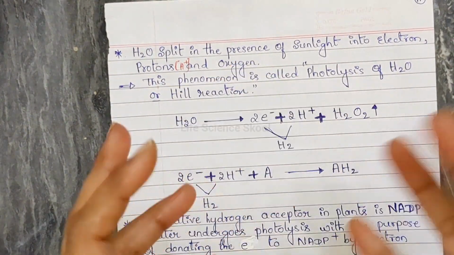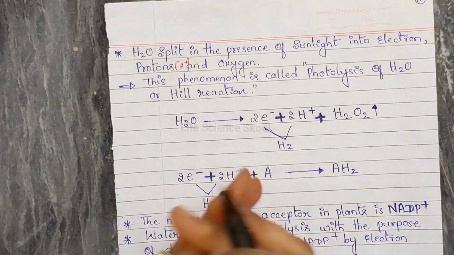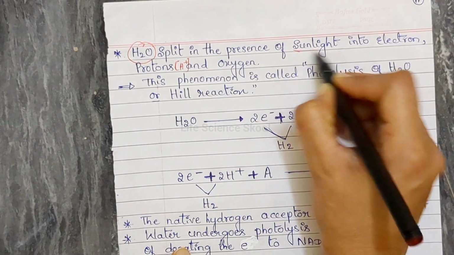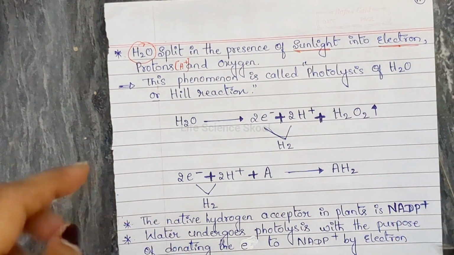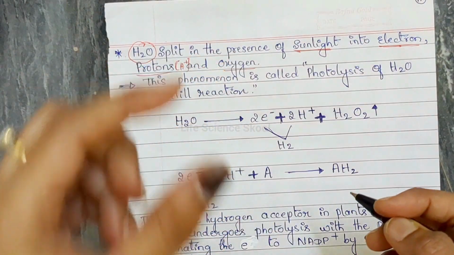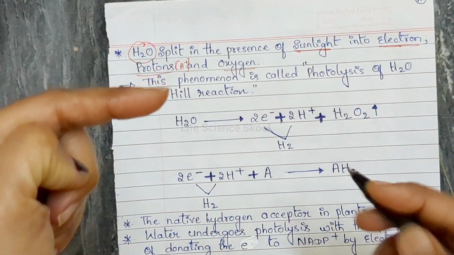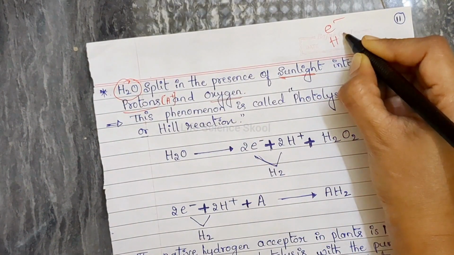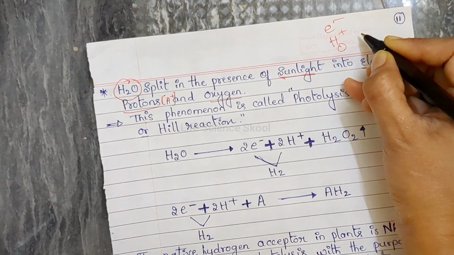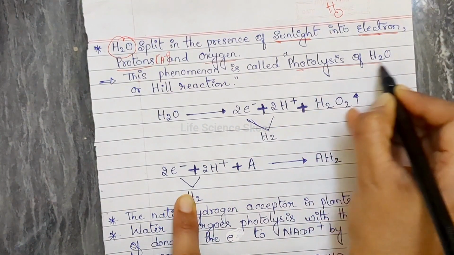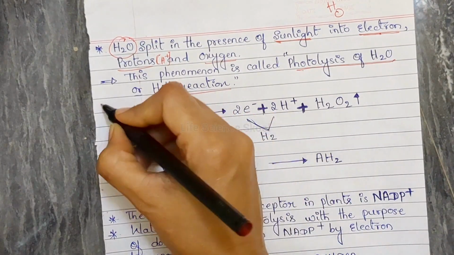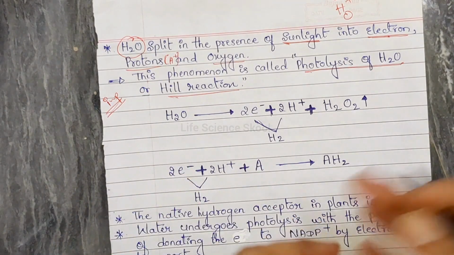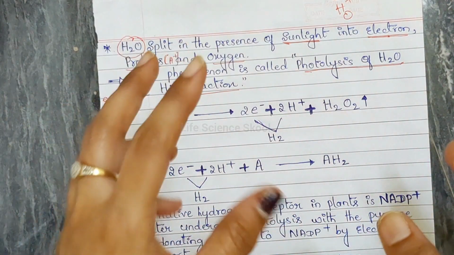Here, how the photolysis is going to happen, that I am going to explain now. Here water, H2O, splits in the presence of sunlight into electrons, protons and oxygen. Okay, and this phenomenon is called photolysis of water or Hill reaction. So this is important. What is Hill reaction or photolysis of water? Very easy one. Water is going to split into electron, proton and oxygen in the presence of sunlight.